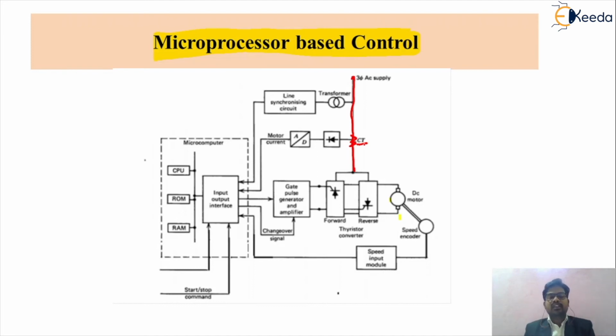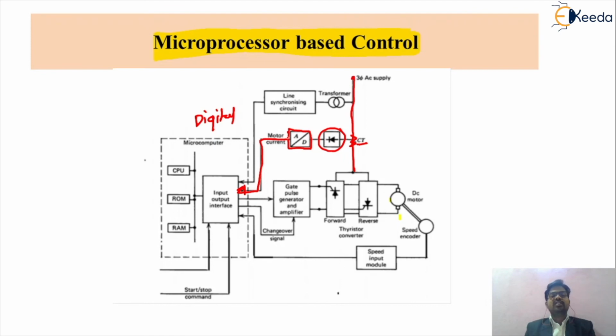From that current transformer, we have to use one diode. What is the purpose of this diode? The AC supply will be converted into DC supply. This DC supply will then be converted by the A to D converter, called the analog to digital converter, because the microprocessor is a digital device. It will understand only digital signals, so there is a requirement of the A to D converter.